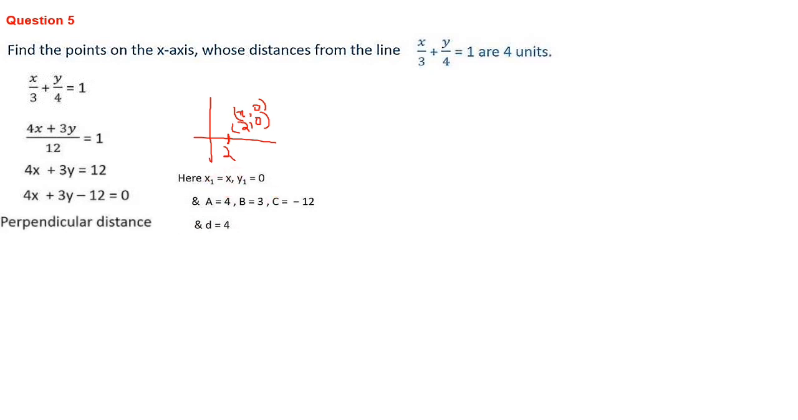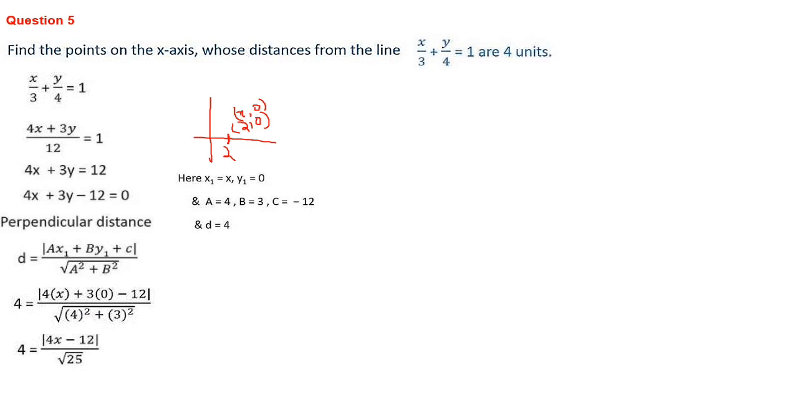So let's substitute into the distance formula, that is d is equal to mod of ax1 plus by1 plus c, divided by root of a square plus b square. Here only one unknown is there when we compare with this equation, that is this x. So we have to find the value of x, that is our task. Substituting d as 4: 4 is equal to mod of 4 into x plus 3 into 0 minus 12, that is ax1 plus by1 plus c, divided by root of a square plus b square. So mod 4x, here 3 into 0 is 0, minus 12. Mod 4x minus 12 divided by root of 25.